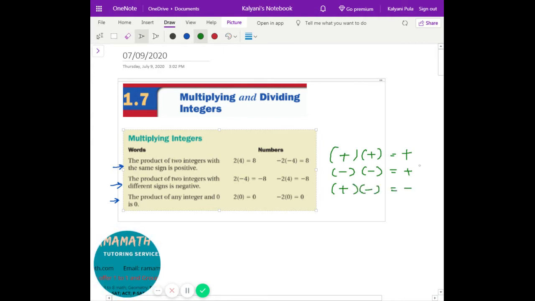Okay? So you can remember this, or the trick I showed you, the triangle: negative, negative, positive. Negative times negative is positive, negative times positive is negative, positive times negative is negative, like that. Okay?